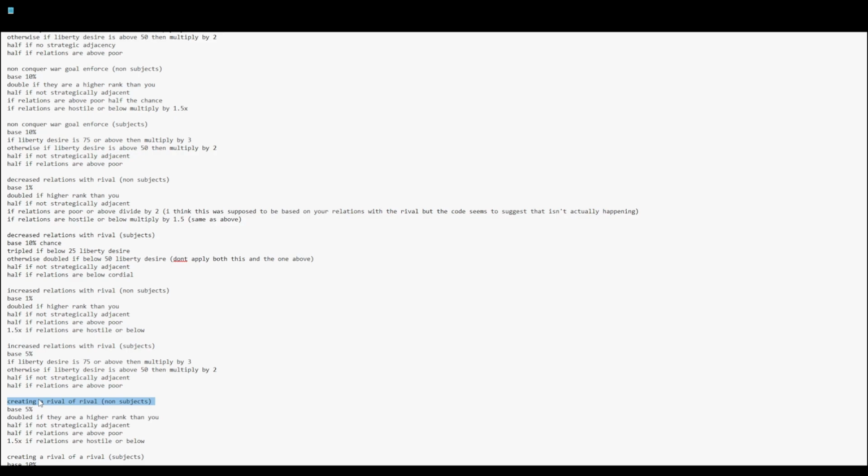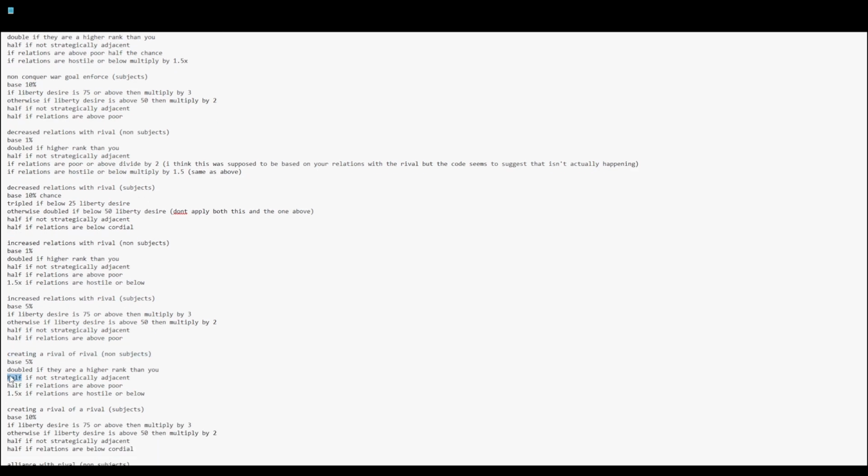Creating a rival of someone's rival has a 5% chance of generating a positive lobby. Doubled if they're higher ranked than you, half if not strategically adjacent, half if relations are above poor, 1.5 times if relations are hostile or below.